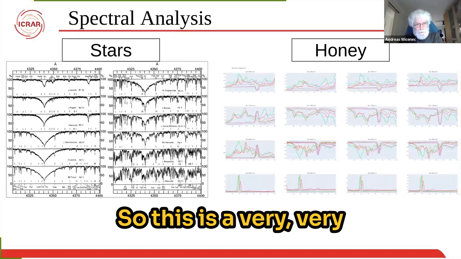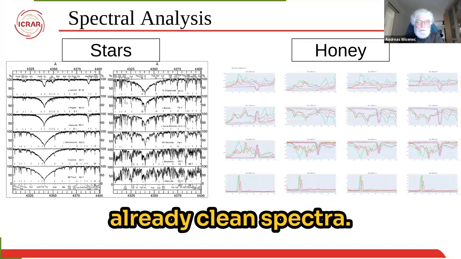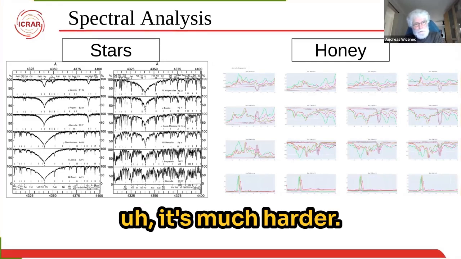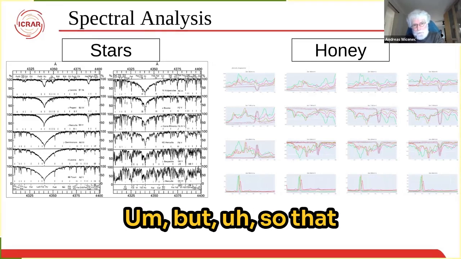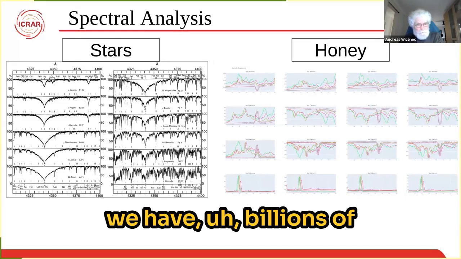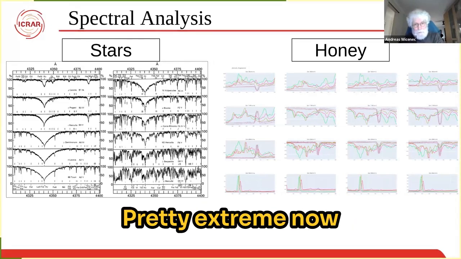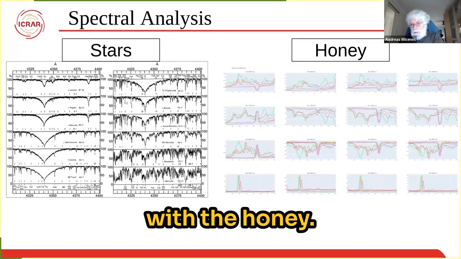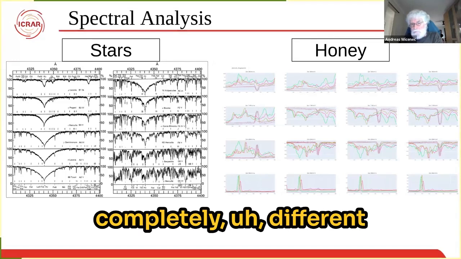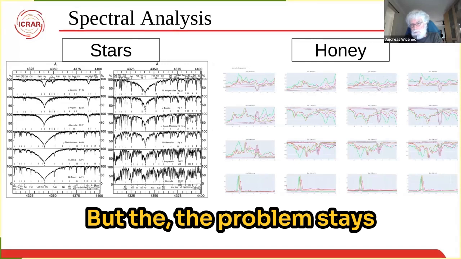So this is a very, very complex problem because these are already clean spectra. If you don't have clean spectra, it's much harder. So this is a big problem. And of course, in that case, we have billions of stars, not just millions. That's pretty extreme. Now with the honey, of course, it's different data, it's a completely different source and so on, but the problem stays pretty much the same.